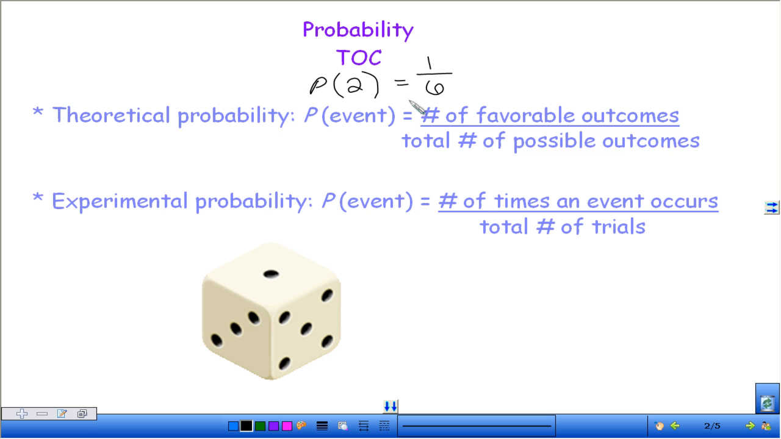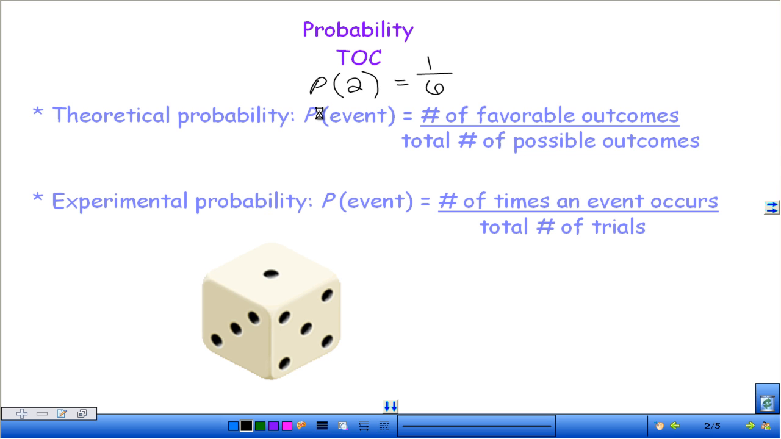What's the theoretical probability of rolling a 3? 1/6. What's the theoretical probability of rolling a 4? 1/6. What's the theoretical probability of rolling odd? 1/2. 3/6 or 1/2. Okay, those are all in theory. That's what's supposed to happen.